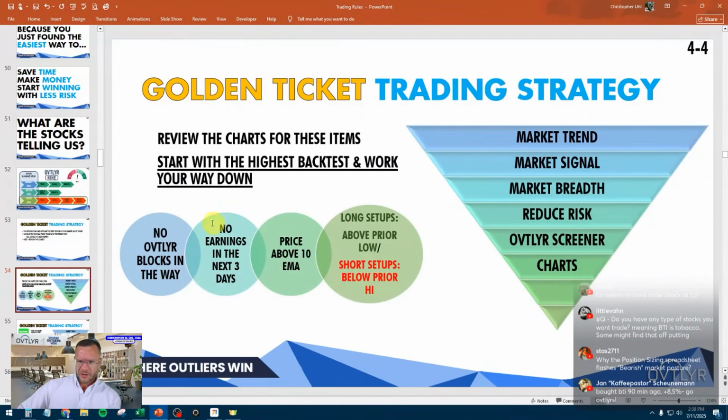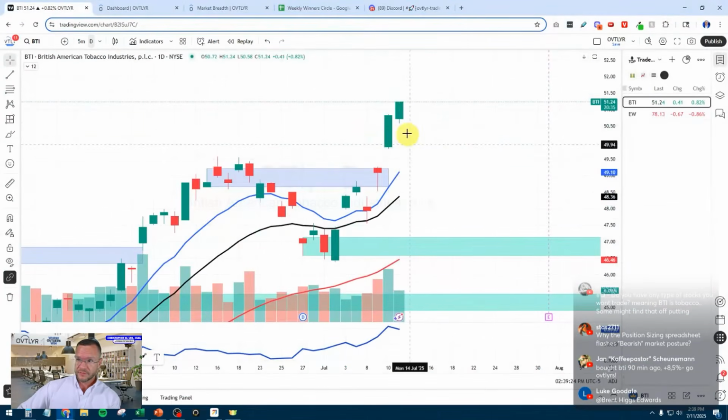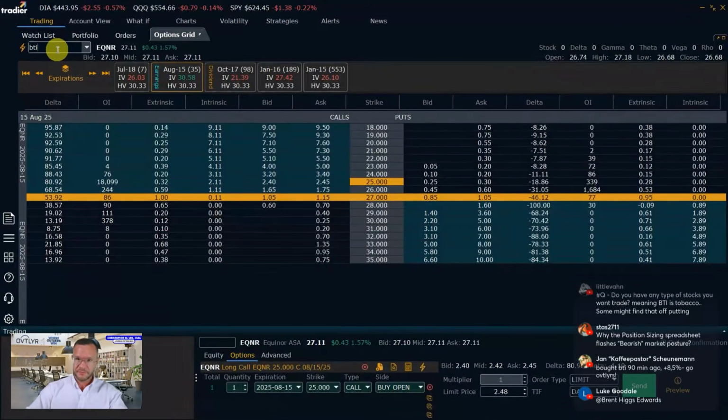So no outlier blocks, no earnings in the way. The price is above the 10 EMA, and it is above the prior day's low. That's what matters to me. Man, does it look great. So let's go over into the options chain for BTI.